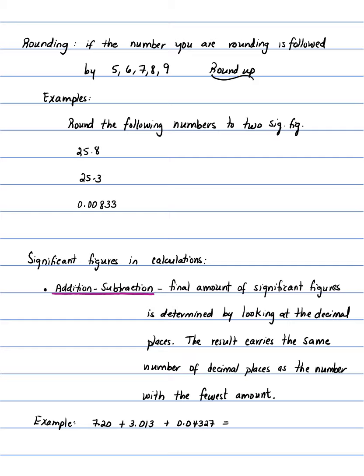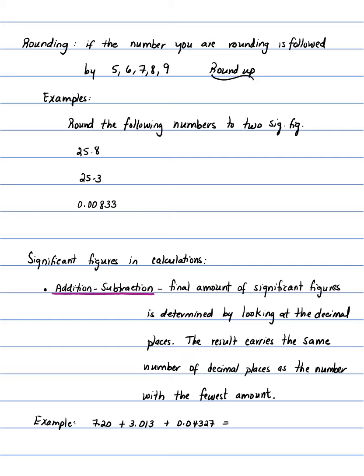This is the rule for rounding, and we're going to do some examples where we have to apply the rule. So if you're rounding a number, the last digit that you want to keep in a number is followed by a number that is equal to 5 or higher. Okay? So I have several examples. The first one, 25.8, we're rounding that one to 2 significant figures.